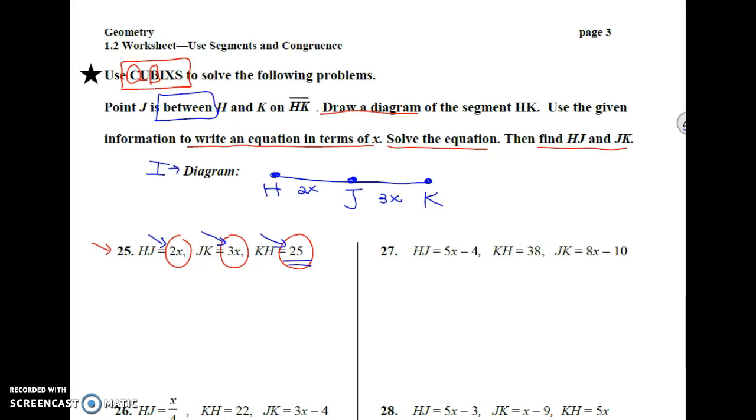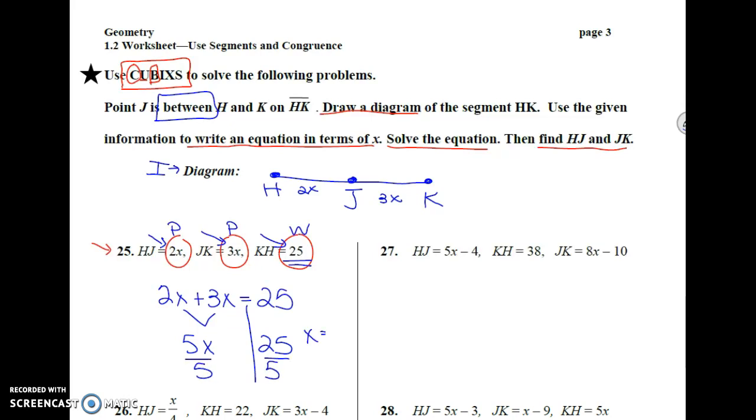So as before, we underlined the whole part. We circled the whole thing, the whole segment. We circled the two parts. So we have 2x plus 3x equal to the whole thing, 25. This is my part, this is my part, and this is my whole. And from there, we will solve that. 2x and 3x is 5x equals 25. Divide by 5. Turns out that x equals 5.